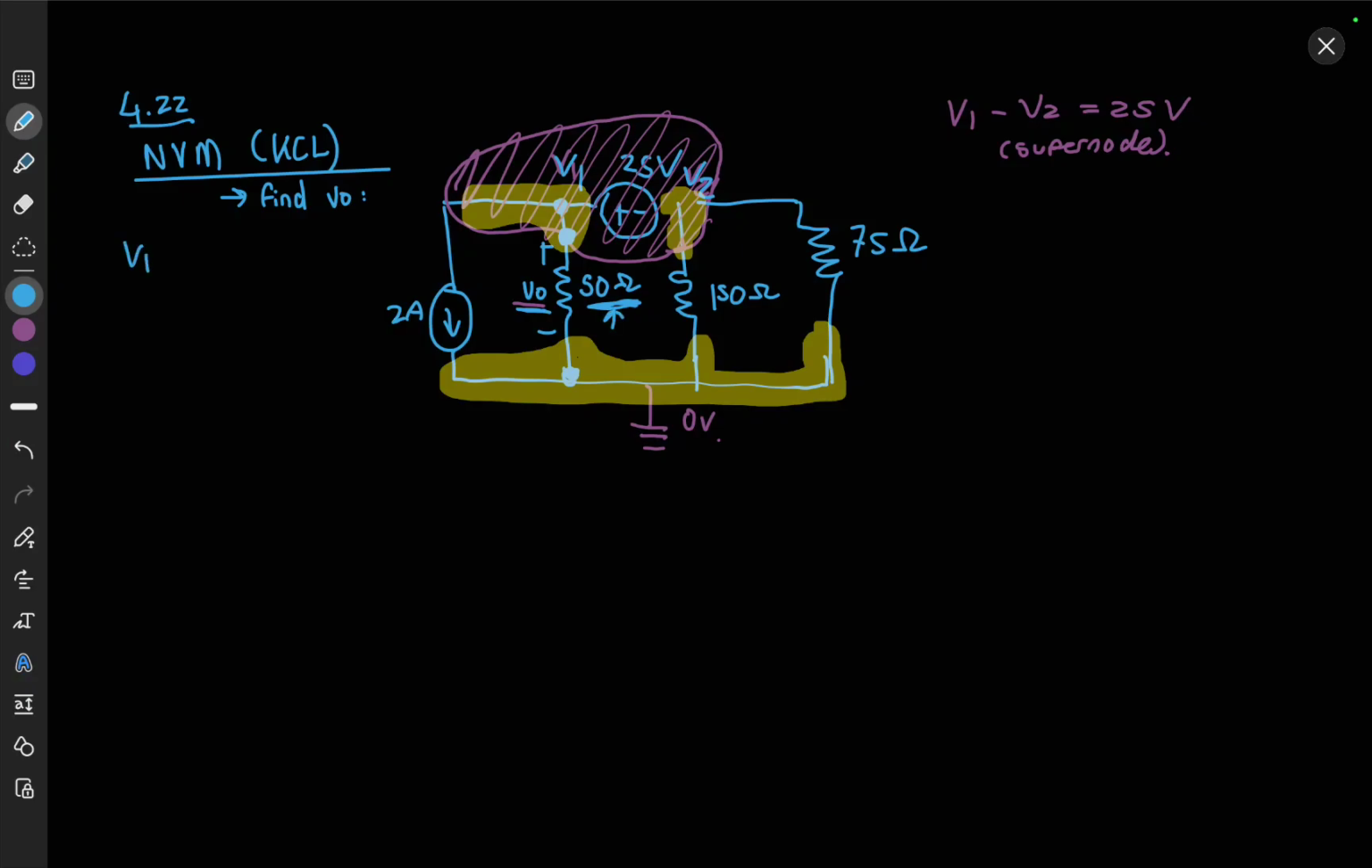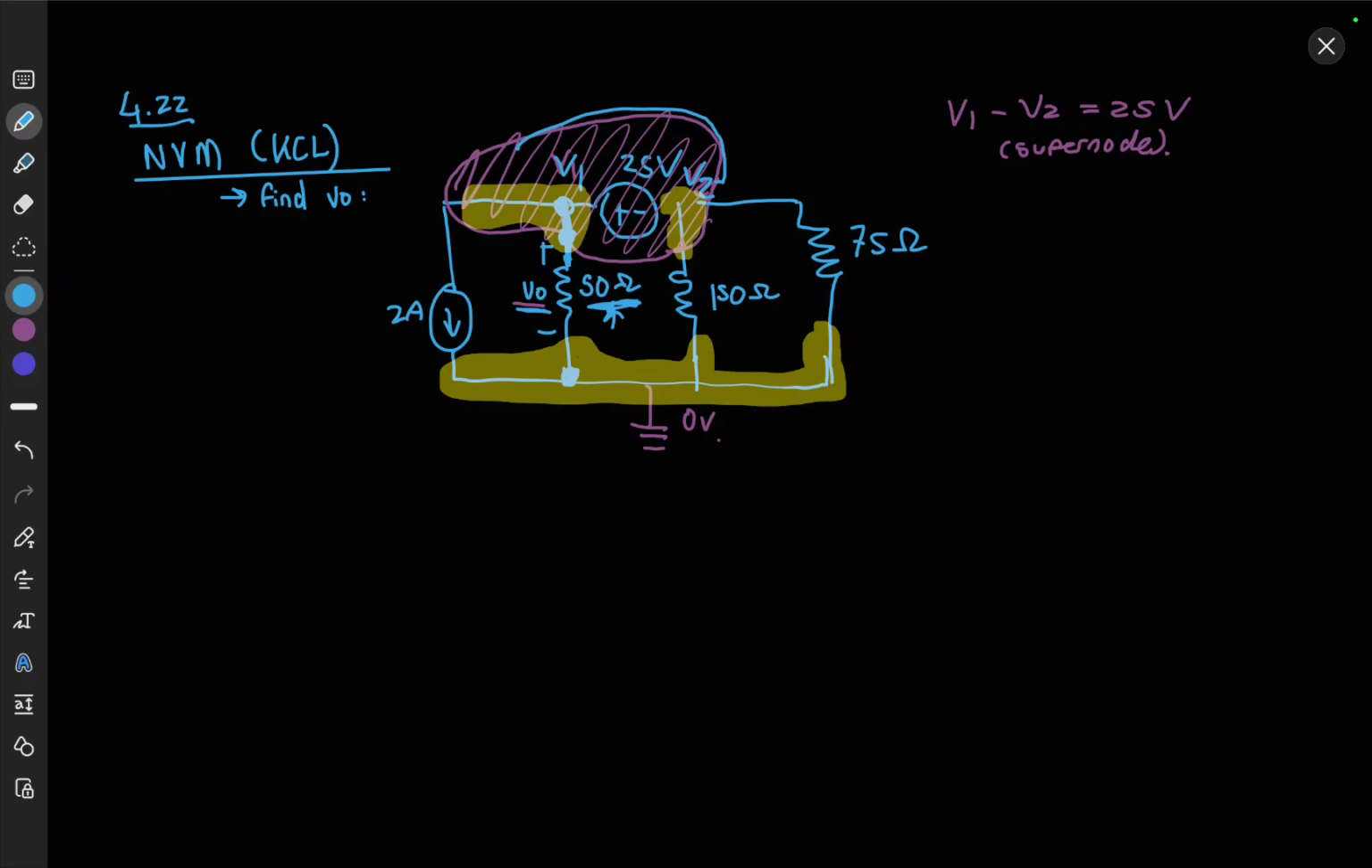So it's going to be V1. Just notice I'm using V1 because even though I'm treating this giant thing like one big node, it's still connected to V1, right? So I'm just going to keep using V1 for this case because that's the node it's connected to. So V1 minus this reference node, which is 0 volts, over 50. Okay, that's the first one.